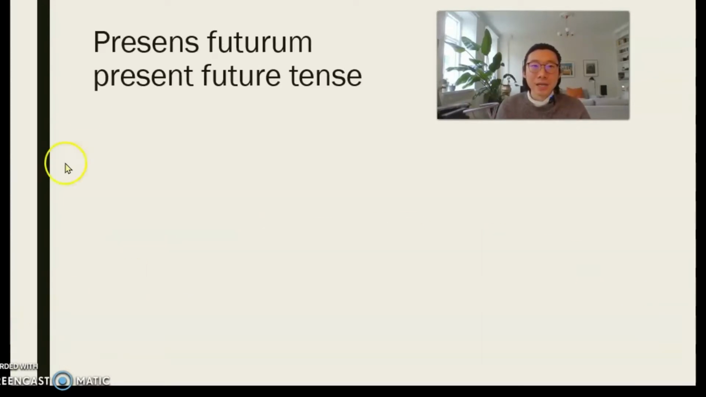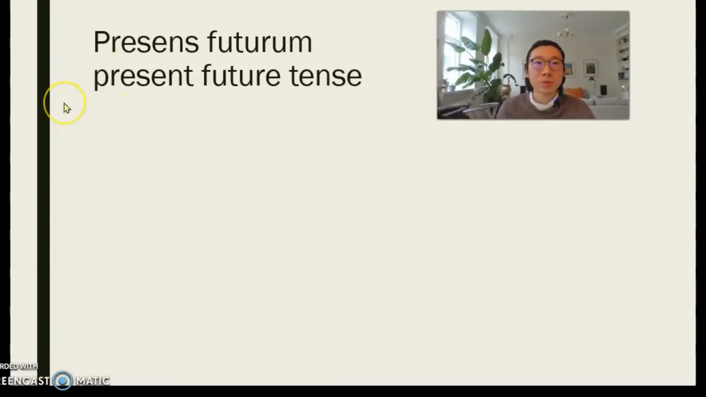But now let's go further into the present tense system. In Swedish, we can also use the present tense to express future tense. Now, maybe it sounds really confusing. What I'm saying is that we can use the present tense of the verb to express future tense for a sentence, depending on the context. It is called present future tense in Swedish, presens futurum.